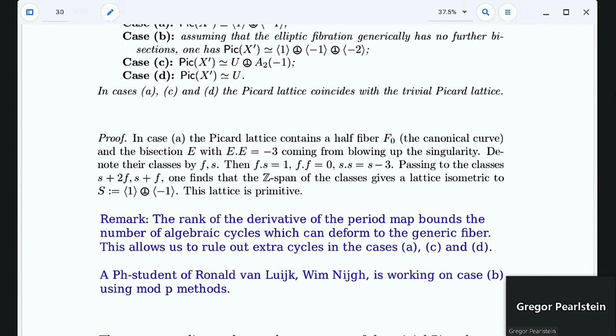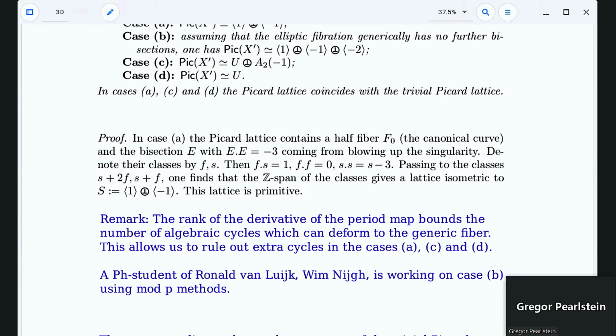Well, we've talked to a lot of experts in case B. So now I think we're down to another set of techniques. Of course, the generic algebraic K3 surface has Picard rank 1. But it's really, really hard to find an example of a K3 surface of Picard rank 1. And so one set of techniques for doing that involves reduction mod P.